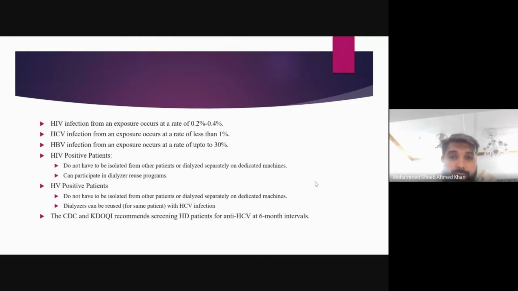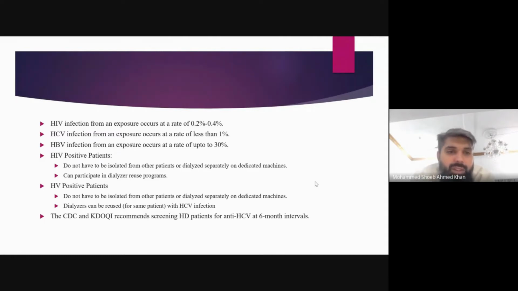And we need to have systems where we will be checking patients' viral status once in 3 months, like hepatitis B, HCV, and HIV. The chance of getting an infection from HIV exposure is around 0.2 to 0.4%. From an HCV infected patient, the chance of an infection by a prick is around 1%, whereas with exposure to hepatitis B virus, the chance of getting HBV infection is around 30%.